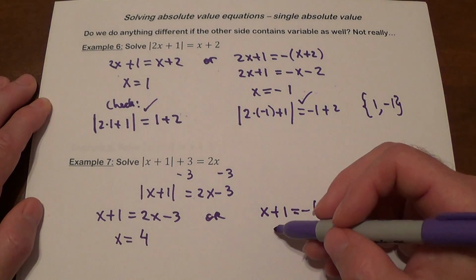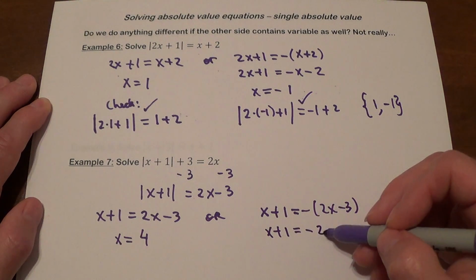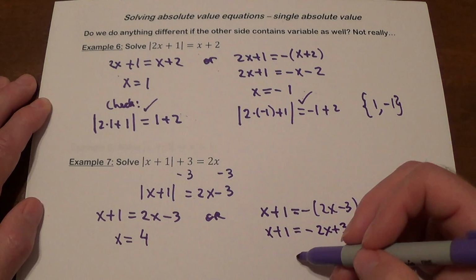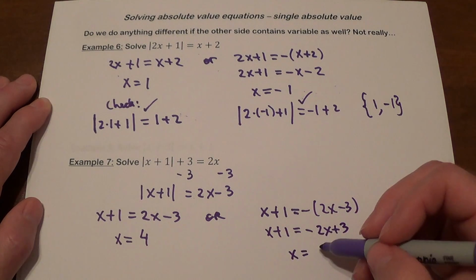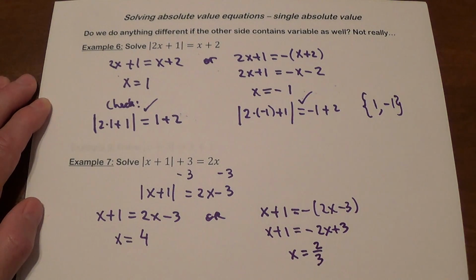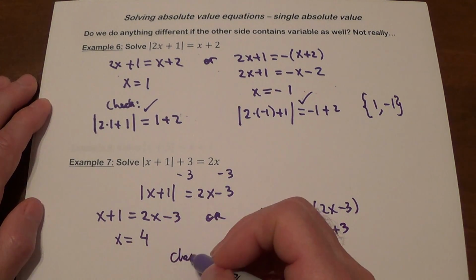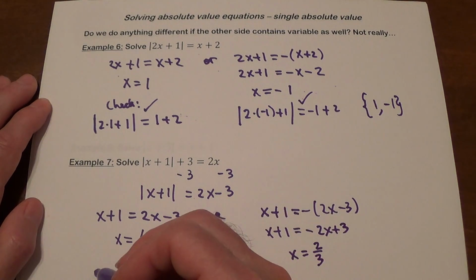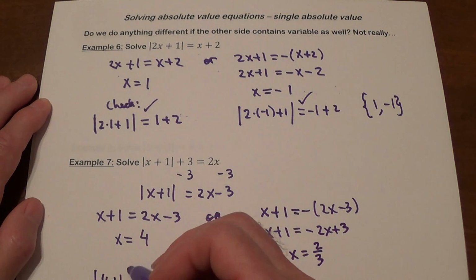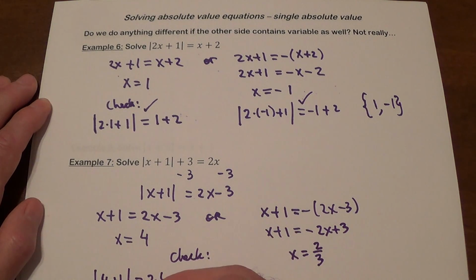When you solve this equation, well, first of all, x plus 1 equals negative 2x plus 3, and that's going to give you, when you solve it, x equals 2/3. Okay, when you check, this one's going to give you 4 plus 1, absolute value equals 2 times 4 minus 3, which is 5, and 5, this is true.